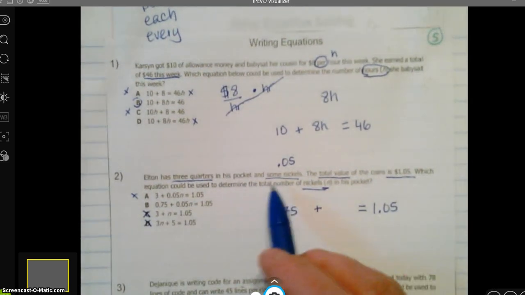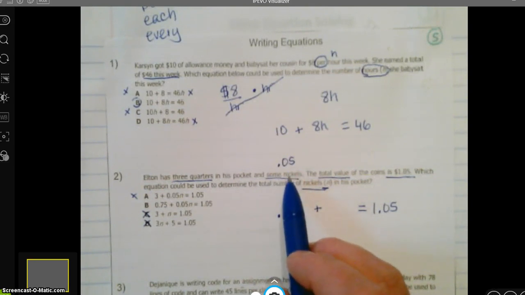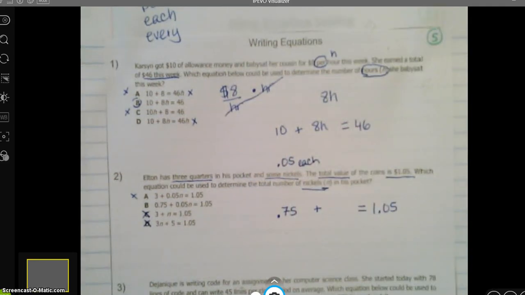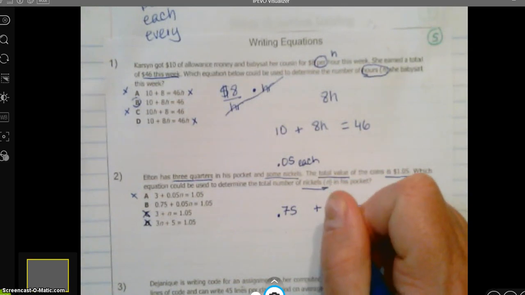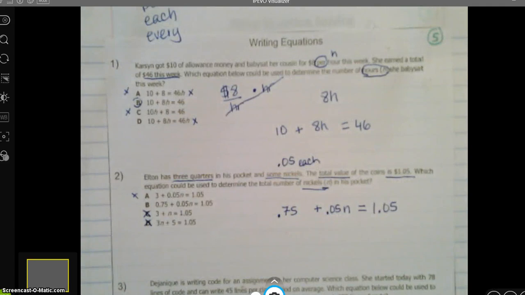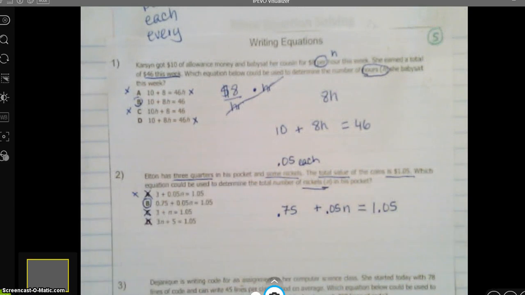Plus, he has some nickels, and we don't know how many, but what we do know is that it's 5 cents for each nickel. So that one is kind of implied there. So basically, I'm going to figure out how many nickels. I don't know how many, but 5 cents times however many nickels I get is going to give me $1.05. So when I look at this, that one looks like the best answer. So you take your time, break it down, and you're going to figure it out.